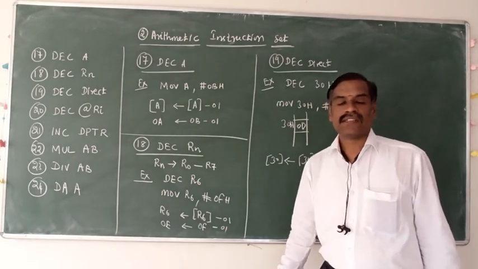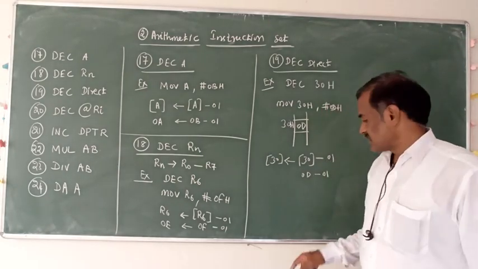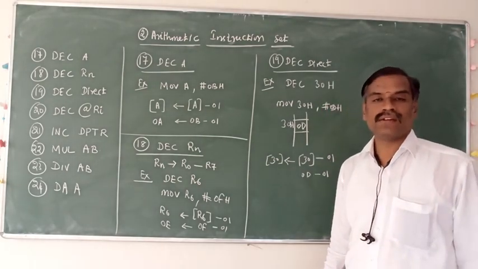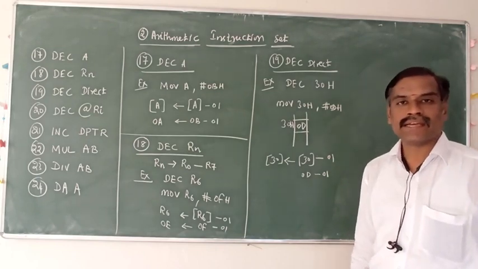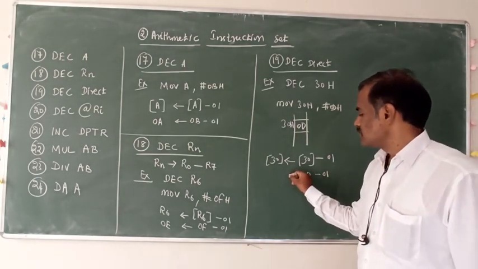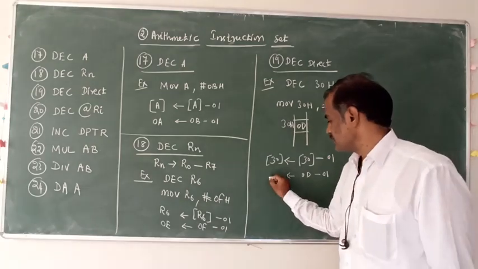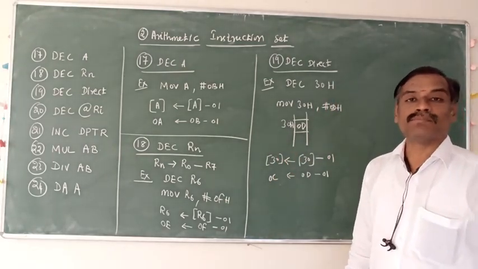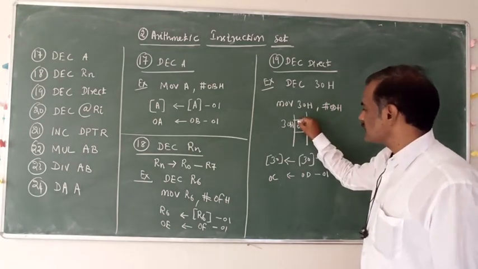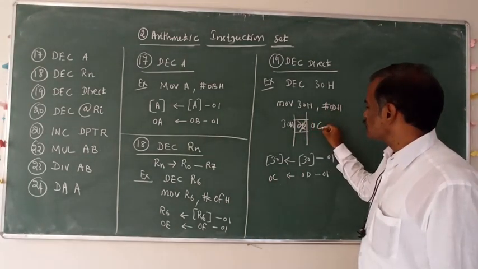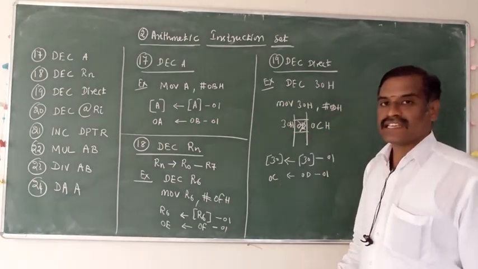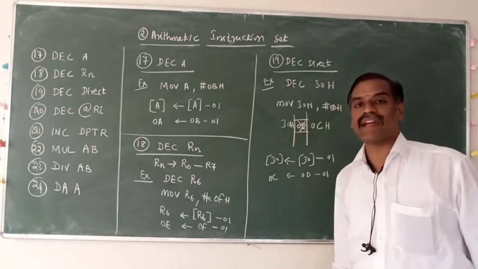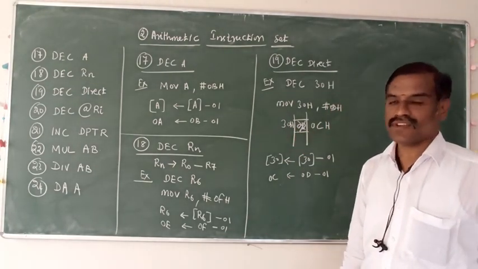0D means 13 in decimal. 13 minus 1 is 12. 12 in corresponding hexadecimal value 0C. Now the 0C data to move to the given 8-bit memory address location. Now the 0D will be replaced and 0C stored in the 30H memory address location. Okay.